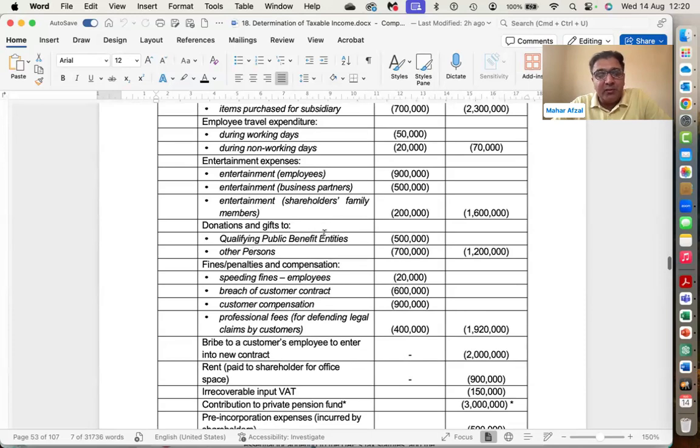Donation and gift, qualifying public benefit entities. If you are making any donation contribution in the expenses to the registered qualifying public benefit entities, you can claim. Any other you cannot claim because these are not registered, then you need to add it back. I'm adding it back, 700,000.